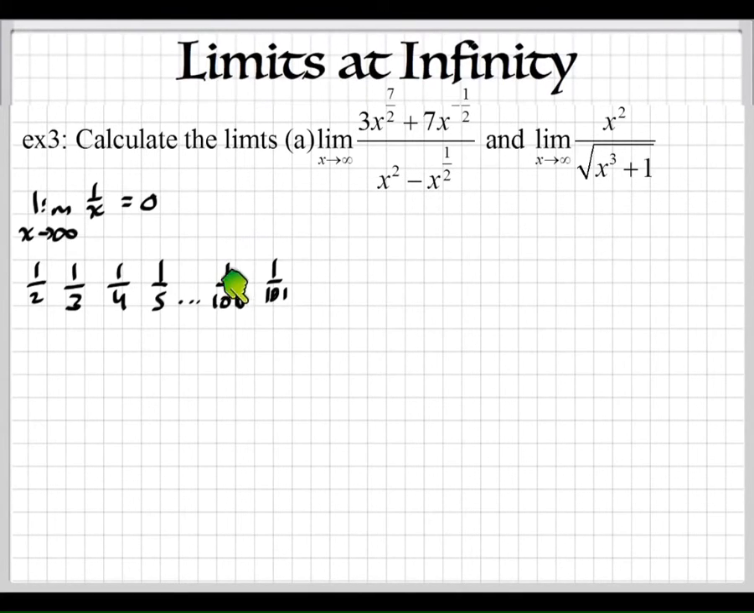This number on the bottom is increasing, right? But it will never be a negative number. So it gets really, really small until finally at infinity it goes to 0. Does that make sense? So this eventually is just 0.